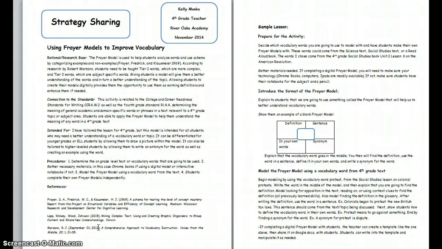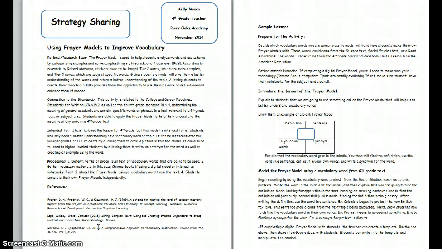So first thing you need to do after deciding whether you're doing it in a notebook or you're doing it digitally is choose a vocabulary word, whether it's from a science or social studies text or it's from one of the read alouds you're doing. And one that I chose was from social studies. But after that, you're going to explain to the students that the Frayer model has the word in the middle, and around on the outside there are 4 different boxes where they place the definition, a sentence, they'll define the word in their own words, and they can write a synonym.